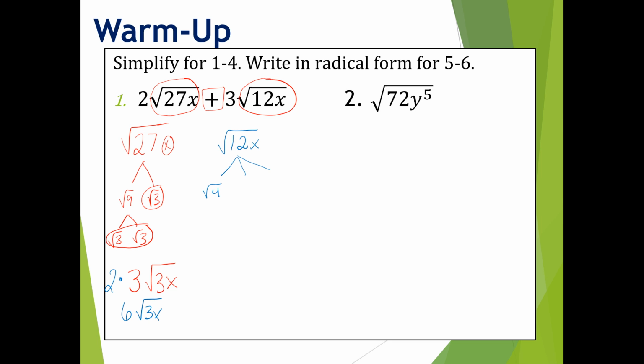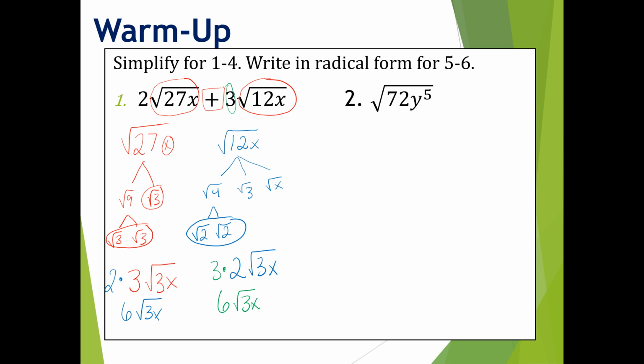We have radical 4 times radical 3 times radical x. Again, there's only an x there, so we can't do anything really with it. The 4 has a 2 and a 2 in it, so the 2 gets to escape. The radical 3 and x are still there. Now, we have to bring back the 3 that was here in the beginning. So we have 3 times 2 radical 3x. So this becomes another 6 times radical 3x.